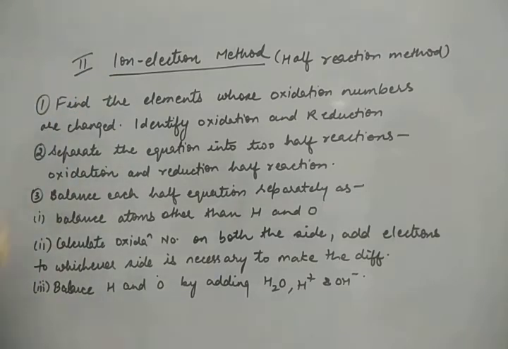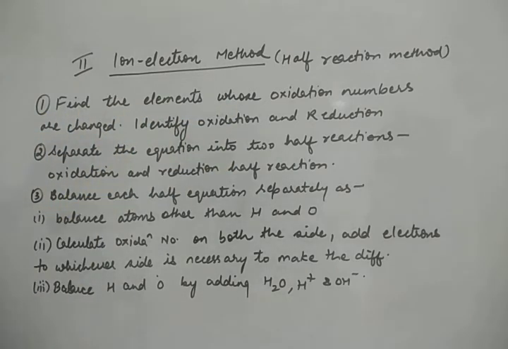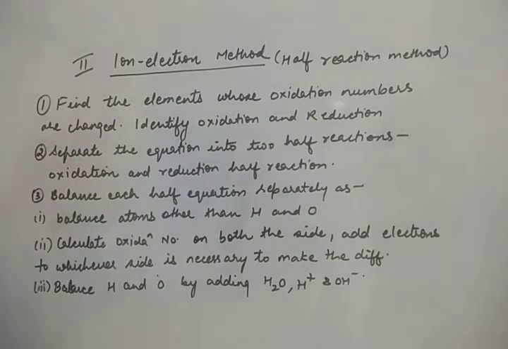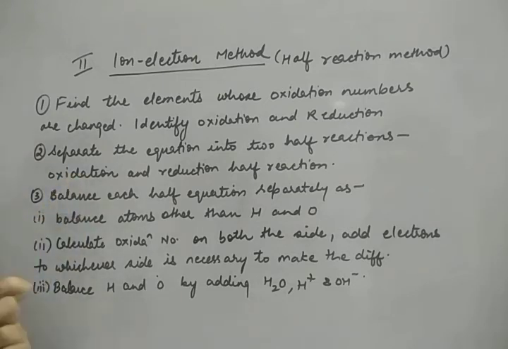The first step is, first of all we'll write the skeletal equation, same as we did in the oxidation number method. The second step is to find the elements whose oxidation numbers have changed and identify oxidation and reduction. So we will calculate the oxidation number of all the elements and then locate those elements whose oxidation numbers have changed. Increase in oxidation number is oxidation and decrease is reduction. Now we'll separate the equation into two half reactions, oxidation and reduction half reaction, and then we'll balance the half reactions separately.